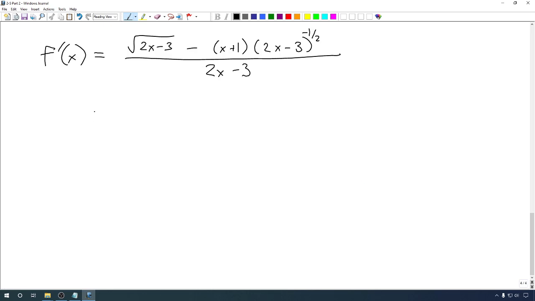Okay, so we have a little bit more room to work with. We'll move this to another page. I'm going to rewrite this negative 1/2 power as an actual square root. So we saw this here. We have the x plus 1 here. But now this means that we have a 1 over the square root of 2x minus 3. In fact, maybe we should write that with the x plus 1 on top. So we'll have x plus 1 over the square root of 2x minus 3.